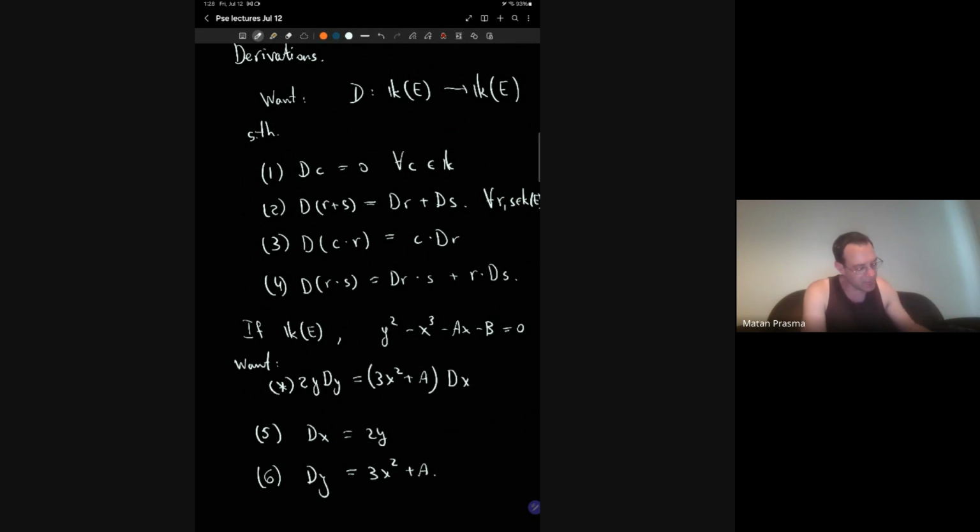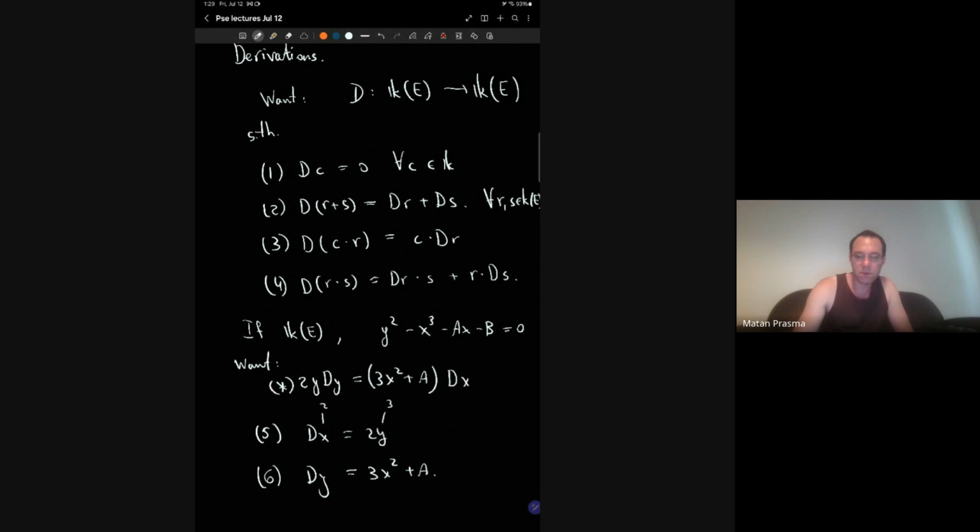And these axioms 5 and 6 can be a little counterintuitive, because the degree of x is 2 and the degree of y is 3. And usually in high school analysis, when you derive a polynomial, you decrease the degree. But here, because of our special setup, we in fact increase the degree when we do derivation. Okay?